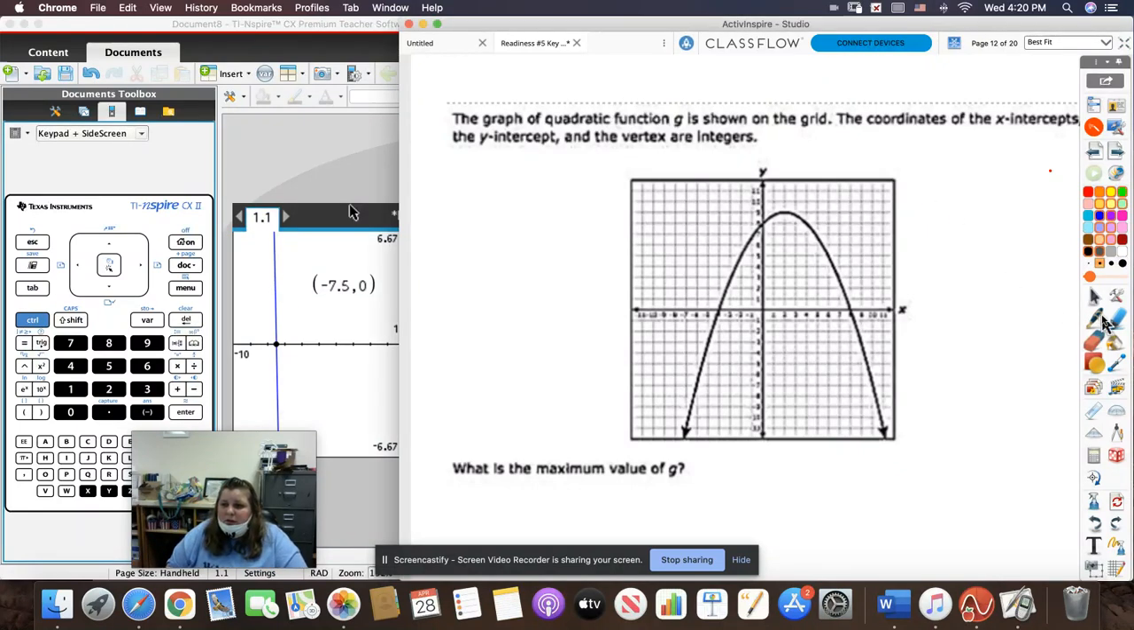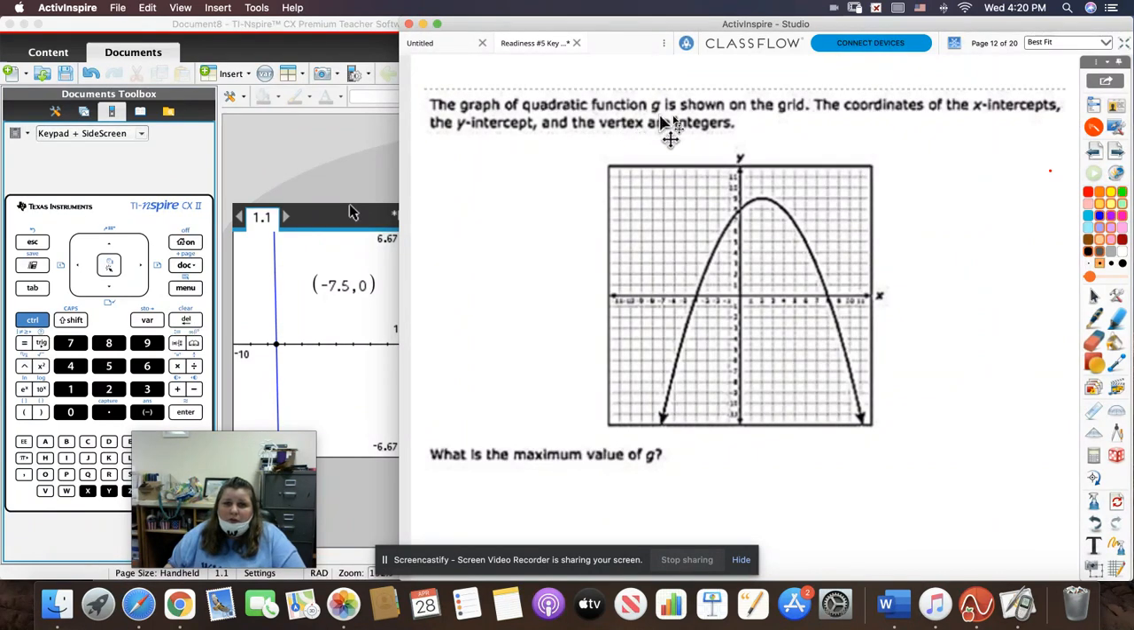All right, here's a question that brings out some other key features. It says the graph of a quadratic function g is shown on the grid. The coordinates of the x-intercept and y-intercept and vertex are integers. So it's talking about the x-intercepts. So this is -1, -2, -3, -4.